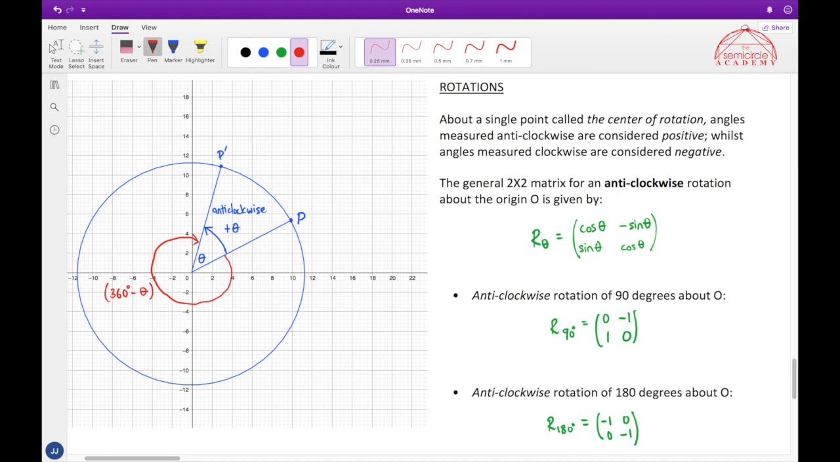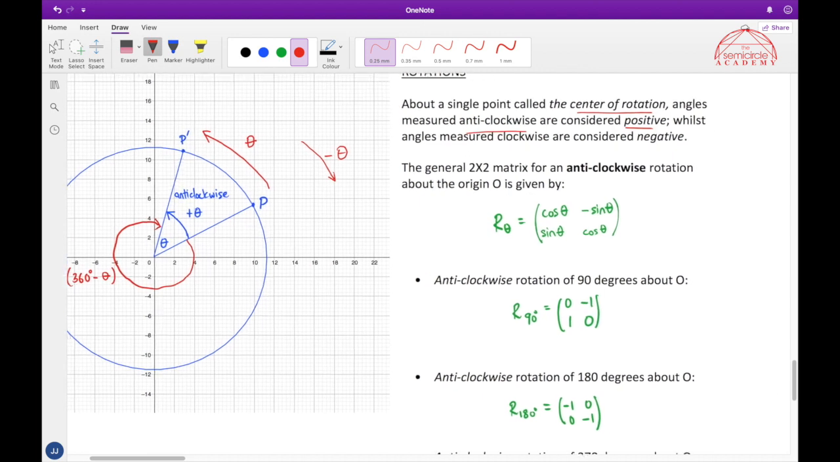Now a rotation is simply if you were to just take an object and rotate it around a central point in a circular motion. So of course, because we're dealing with circles, we're going to be dealing with angles, and we have the angle theta. And what we have to note is that about a single point called the center of rotation, angles measured in an anti-clockwise direction are considered positive. And we could see that here. If we are measuring the angle from P to P prime, this angle here, we are going in an anti-clockwise direction, so that angle will be positive theta. Whilst angles measured in a clockwise direction, so if we were going in this way, we would have to consider this as negative theta.